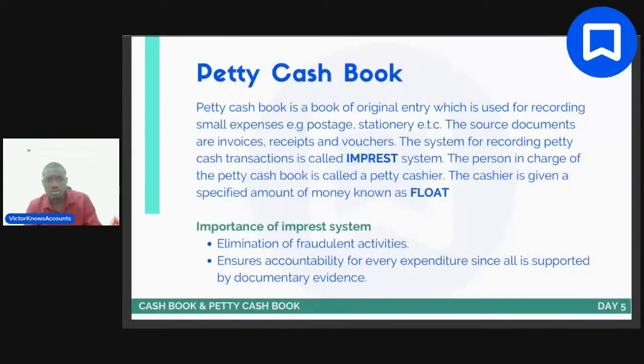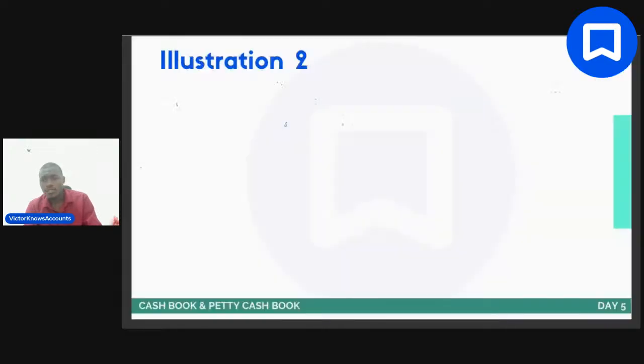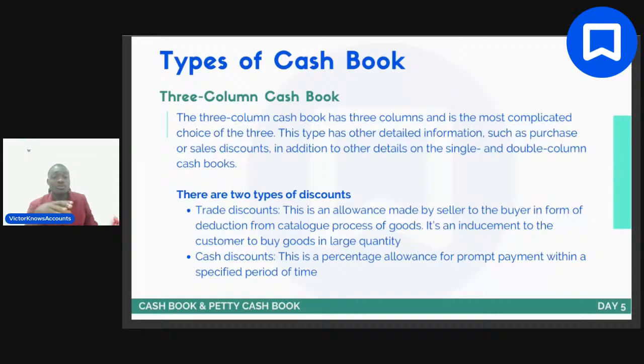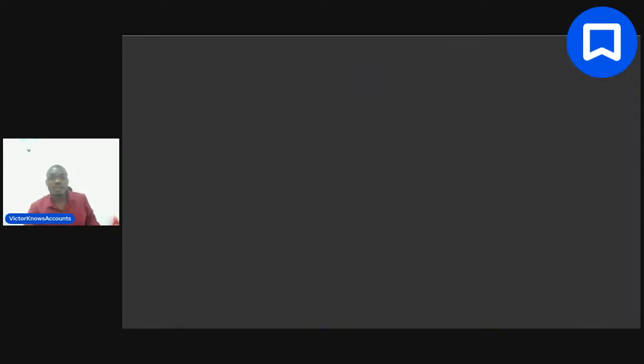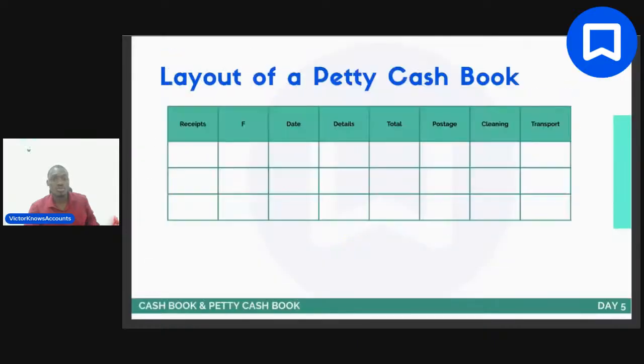Okay. I think we can conclude the lecture today on single column cash book and double column cash book. Then in our next lecture, we are going to discuss your three column cash book and your petty cash book, and then that will be all for cash book.